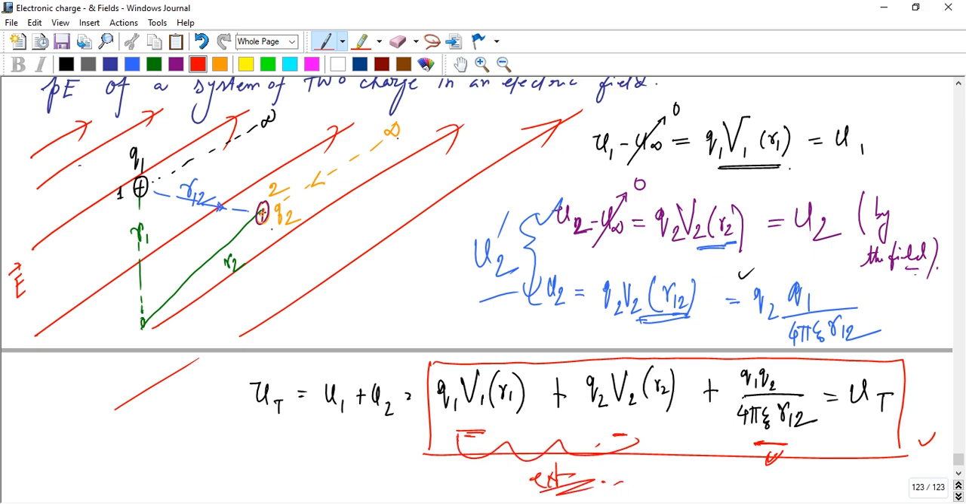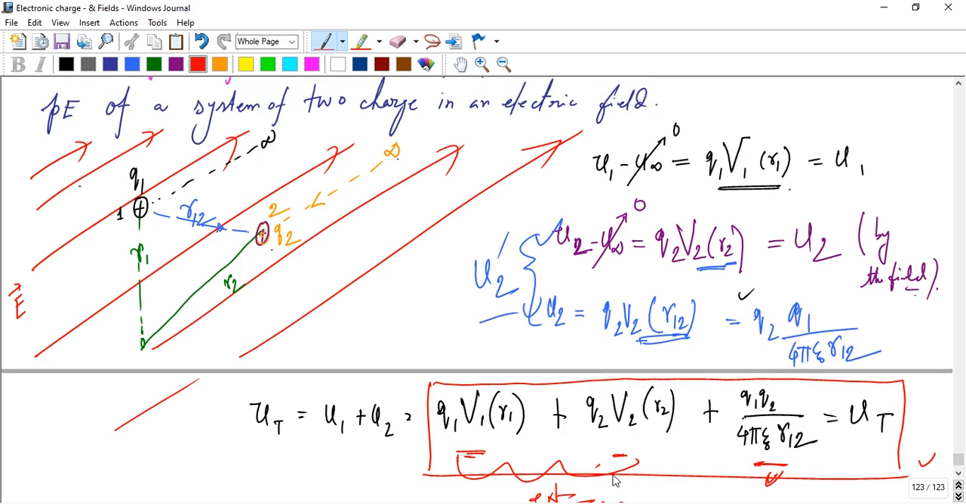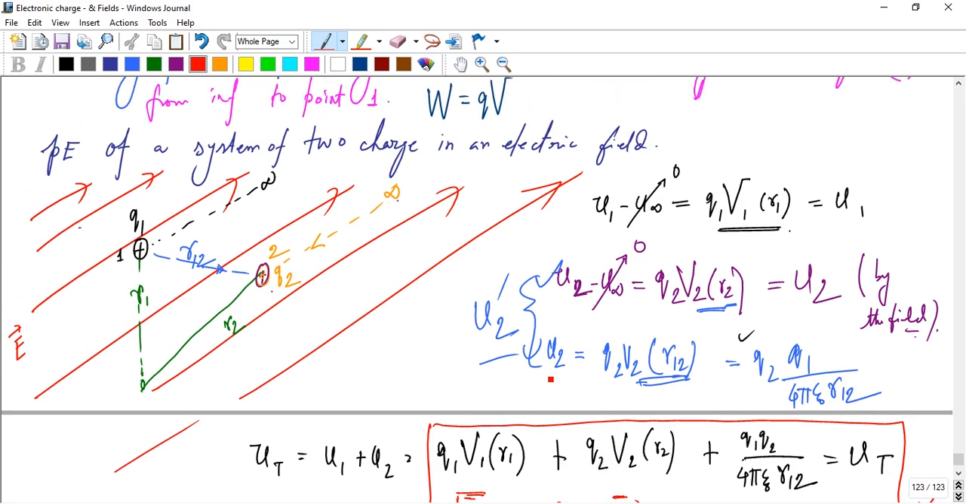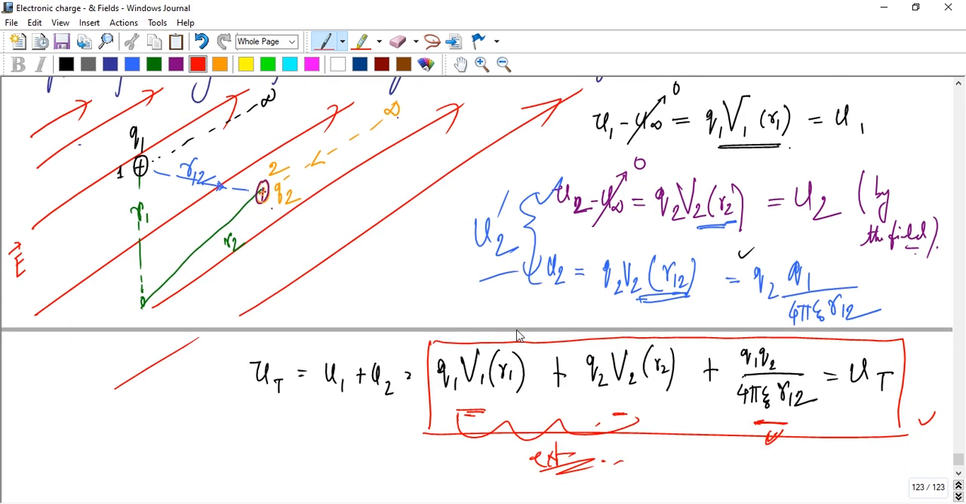Okay, clear the concept. So we end the class here. Next class we discuss the potential energy of a dipole in an external field. When a dipole is placed in an external field, what will happen? Next class we discuss. Okay. So thank you.